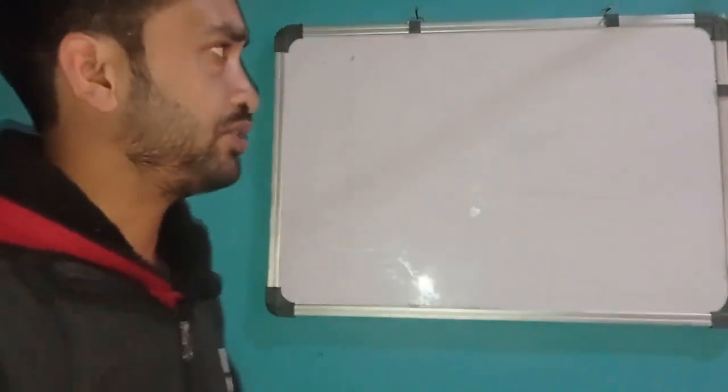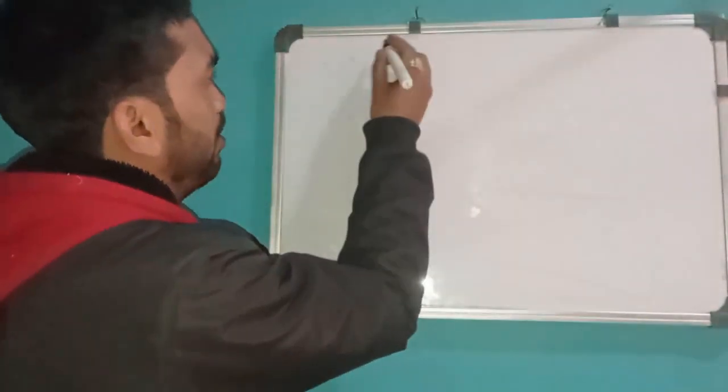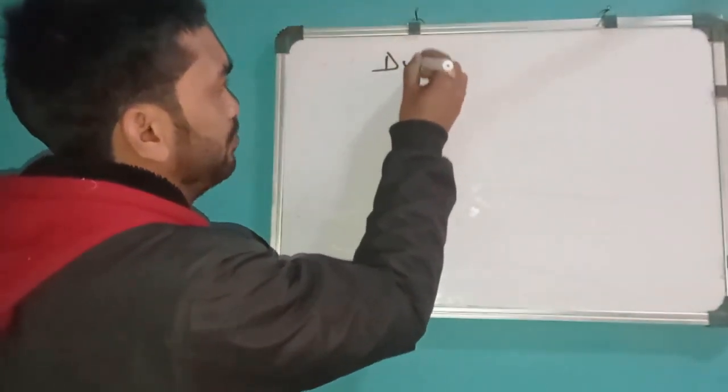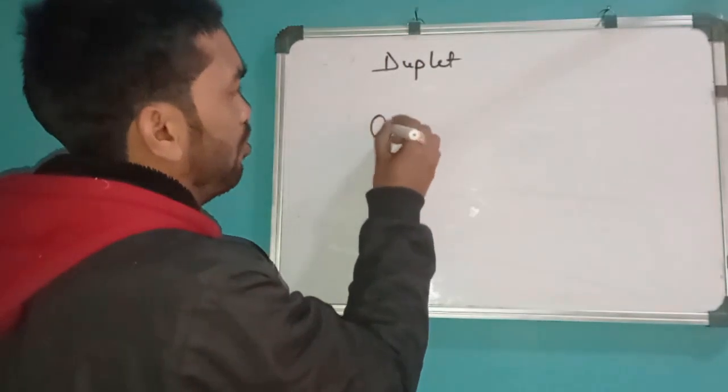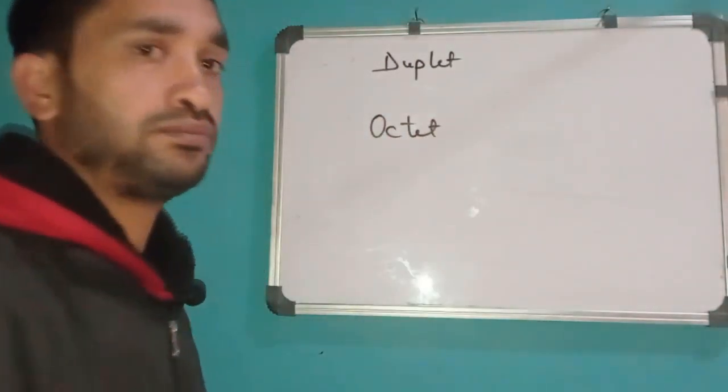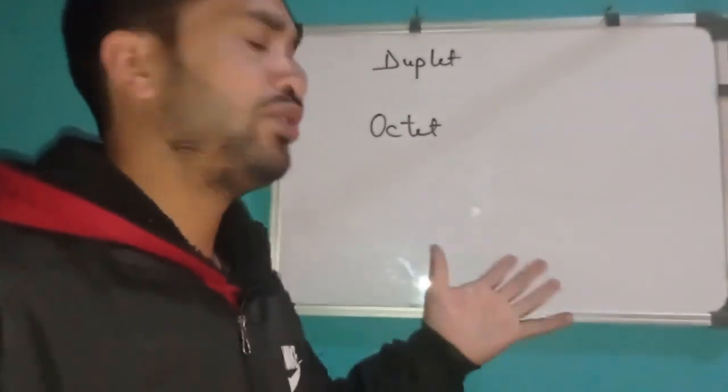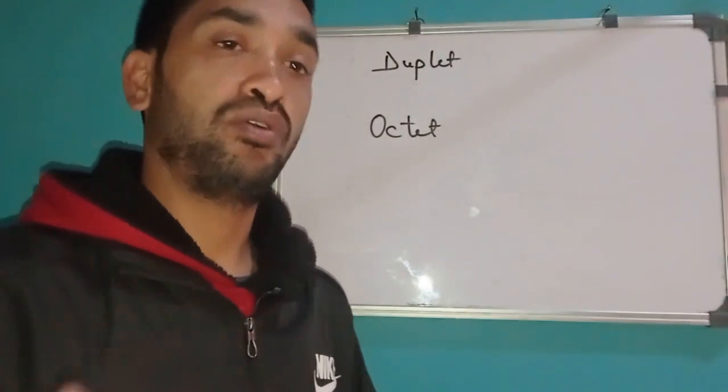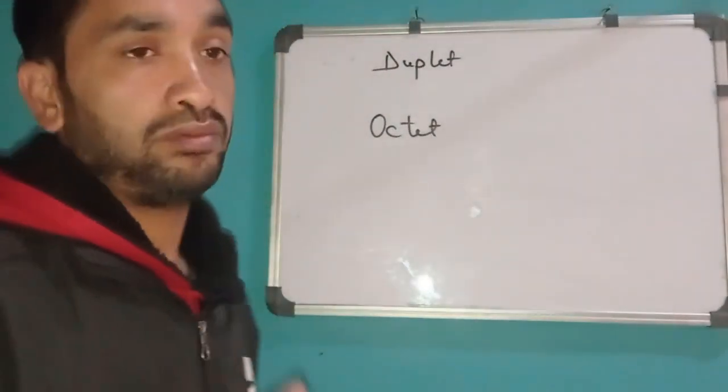There are two ways which are in your course right now. They are duplet, another one is octet. Look at it very carefully. There are many places where you cannot use octet. There are many places where you cannot use duplet. So look at it very carefully.